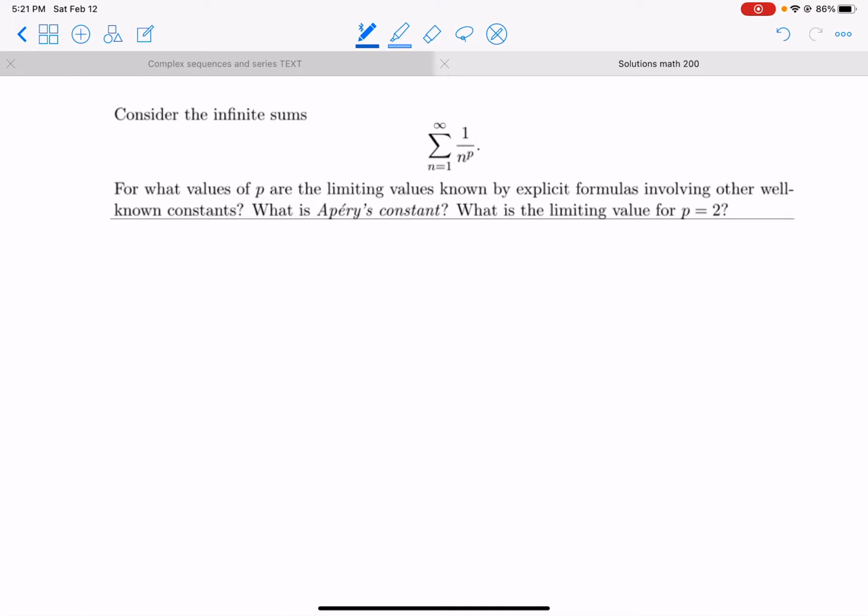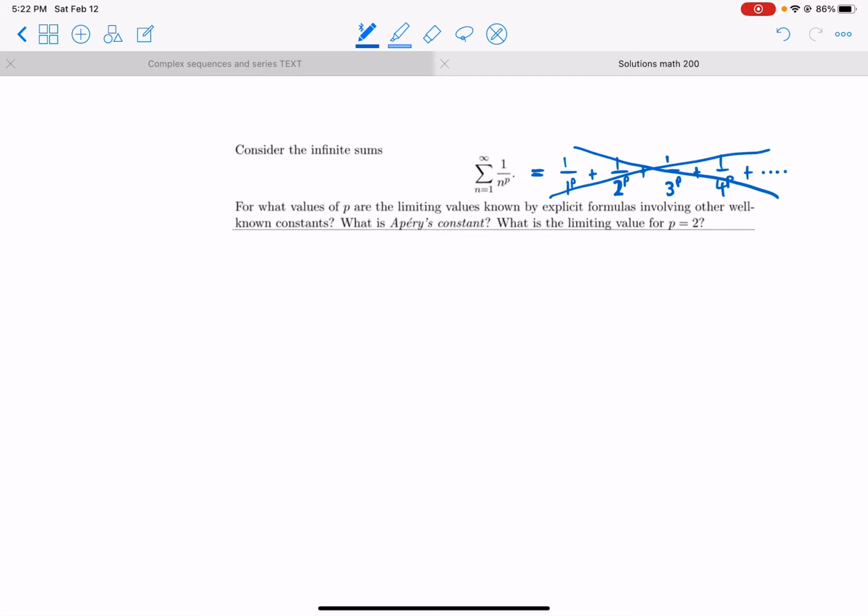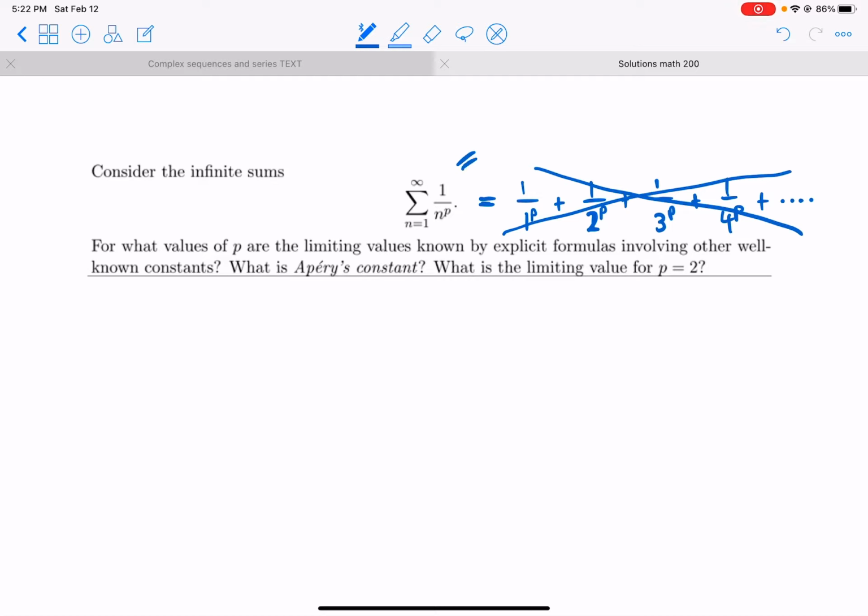Okay, hi everybody. So consider the infinite sums with this formula. This means we're thinking in our head 1 over 1 to the p, 1 over 2 to the p, 3 to the p, 4 to the p, and forever and ever. Of course, we cannot do that, right? We cannot actually add up infinitely many things. So instead, we're thinking this is equal to the limit of a sequence of partial sums.